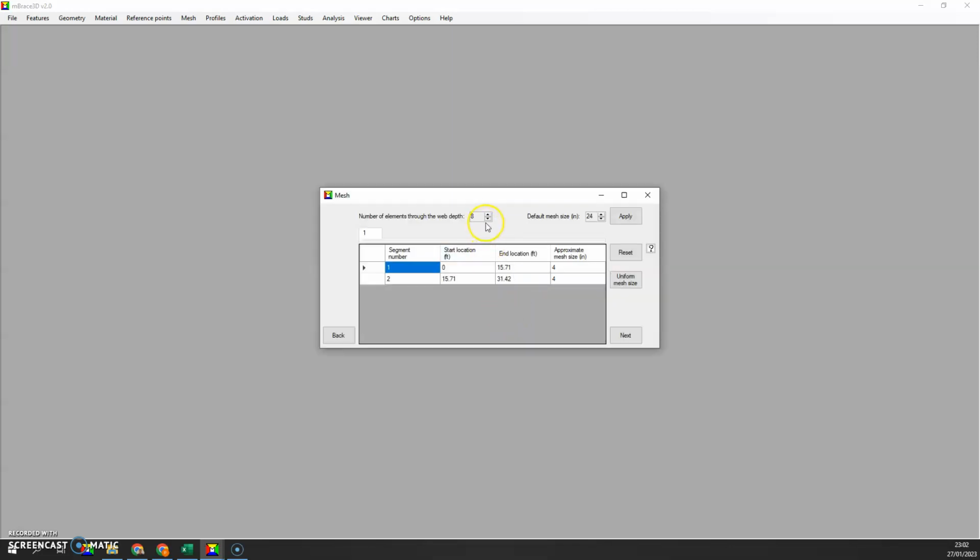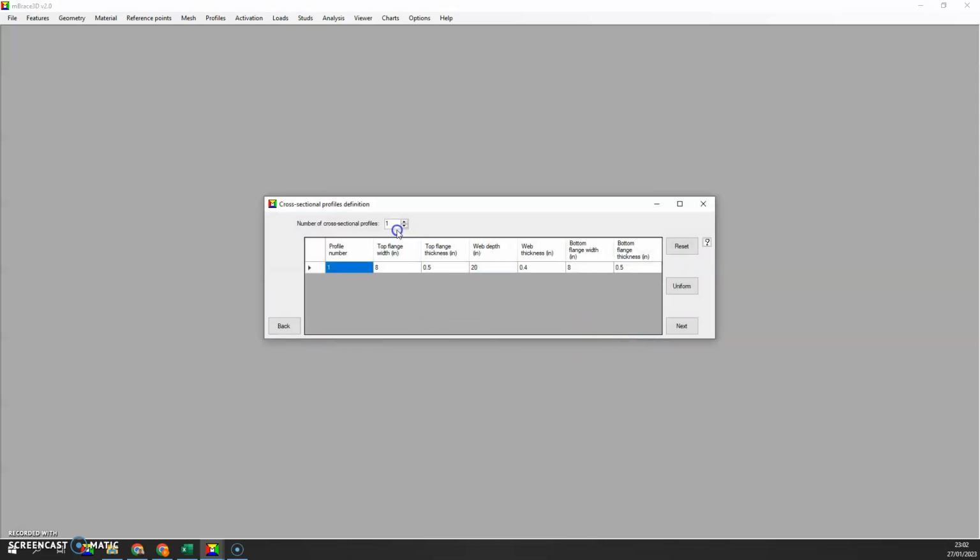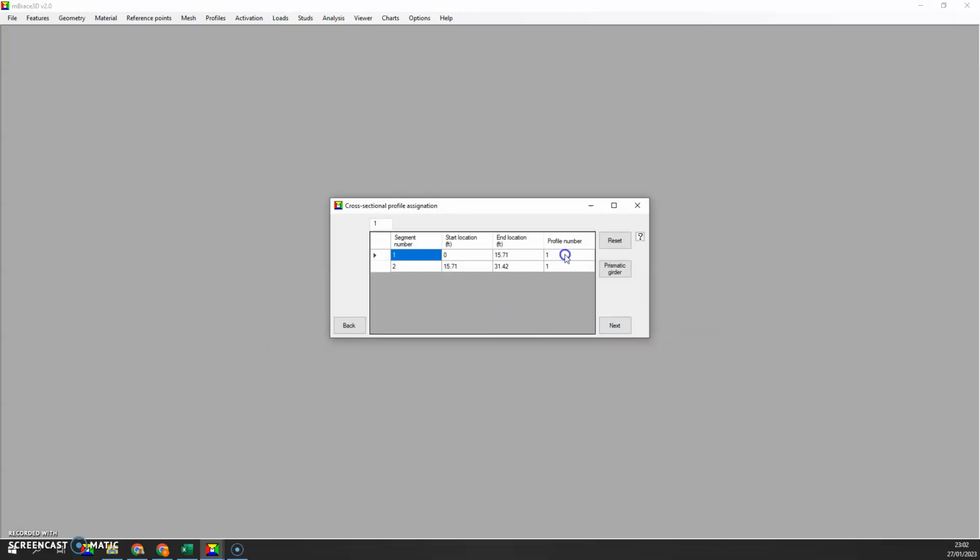We have quite a fine mesh. Okay, this is a tiny system, so why not define really a fine mesh with 4 inches as the mesh size in the longitudinal direction, and 8 as the number of elements through the web depth. Okay, this is a tiny mesh that we would never consider for a large, complex bridge. We have just one cross-sectional profile, okay, for simplicity here. The web depth is about 20 inches. We are, of course, using that profile for both segments.